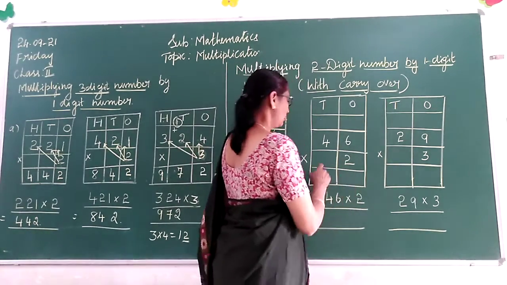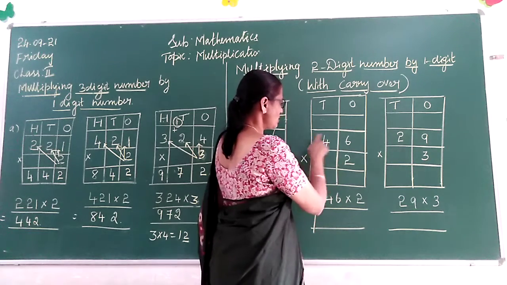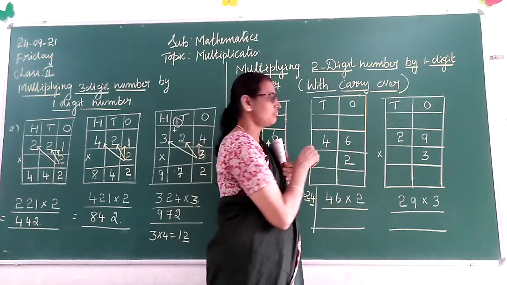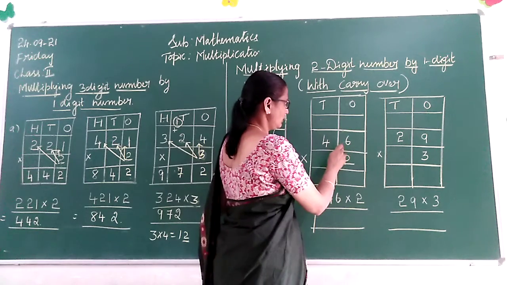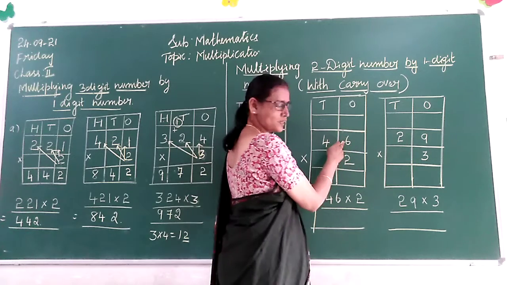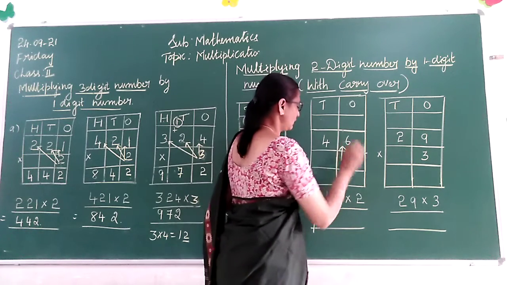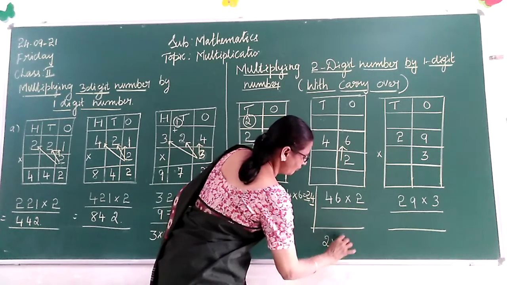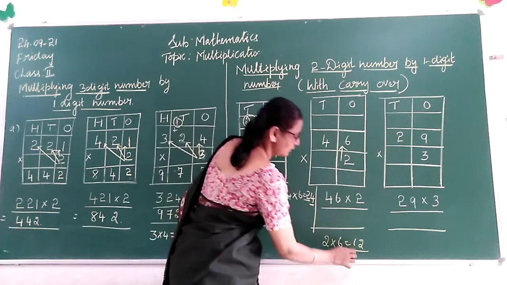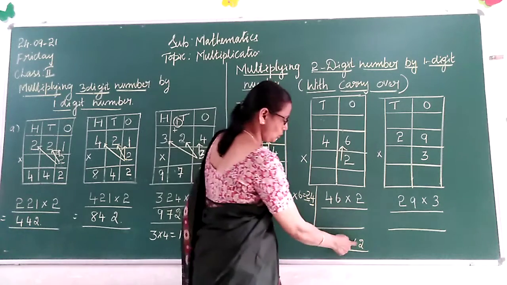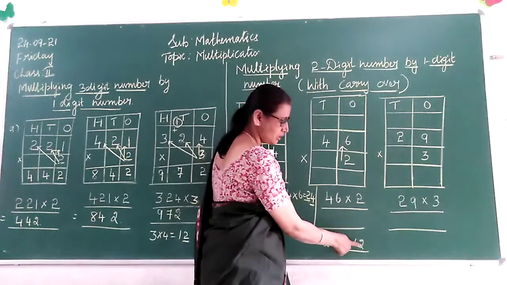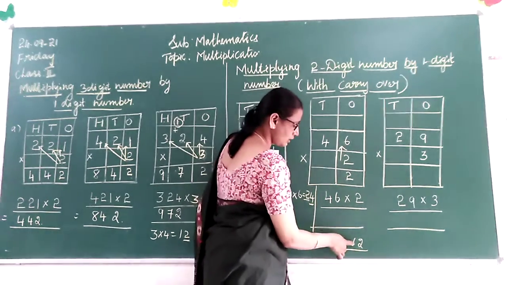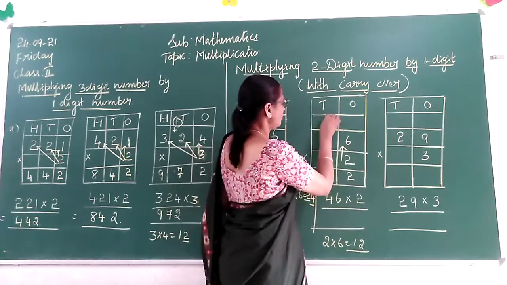Next sum, children. Listen here, children. 46 multiplied by 2. How will you multiply? First, you multiply. In the 1's place, what number is there? Here, 6 is there. So, 2 multiplied by 6. 2 sixes are how much, children? 2 sixes are 12. See here, children. 12. We have two numbers, 1's place and 10's place. So, 2 ones you write in the 1's place. And this 1 ten is there. Now, this 1 ten is carry over, you write it here.